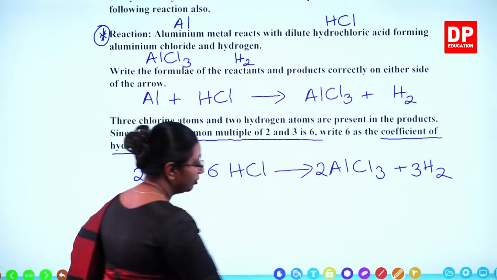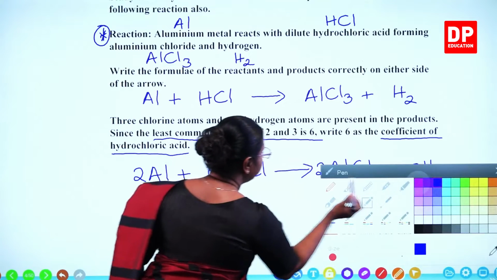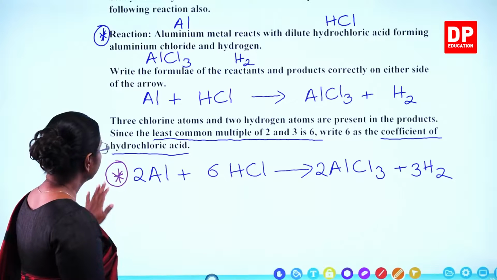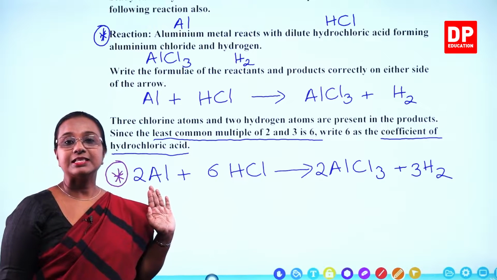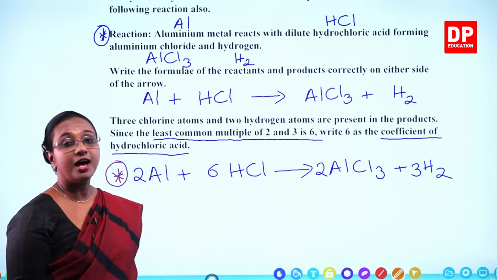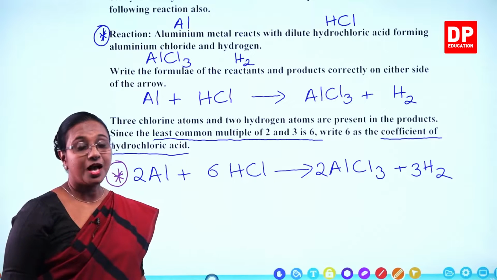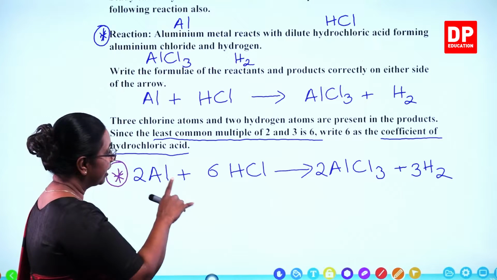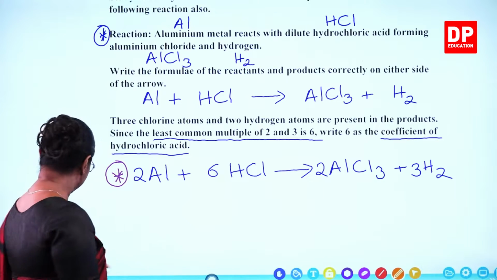You all have to remember that. This is the way of balancing chemical equations. So that is the balanced chemical equation for the reaction of aluminium with hydrochloric acid. I am sure you all can understand that clearly. So I will move on to the next slide, students.